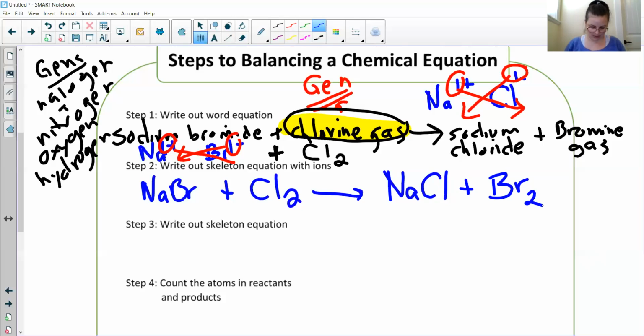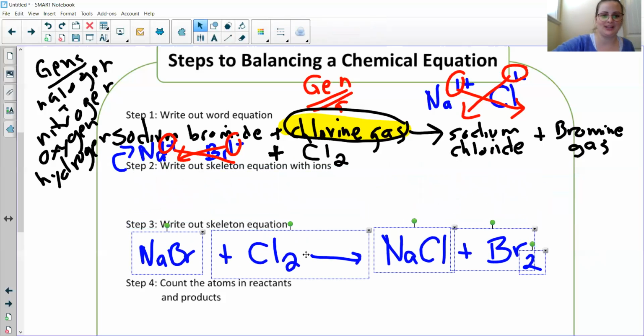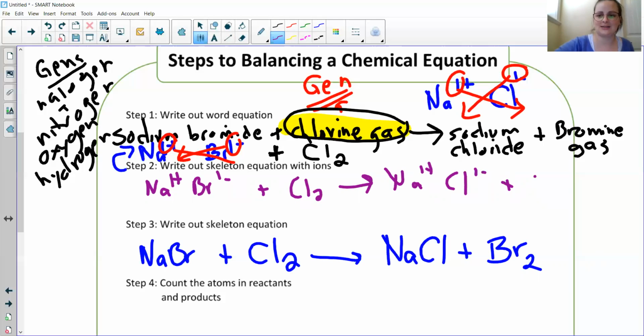All right, so I think I just actually did step 2. This was step 2 up here, and what I wrote out here was step 3. So oopsie doopsie, I should have put that here. What I should have written up here was Na1+, Br1- plus Cl2 goes to Na1+, Cl1- plus Br2, just to show you, but I kind of did step 2 and step 3 all in one. I apologize for that.